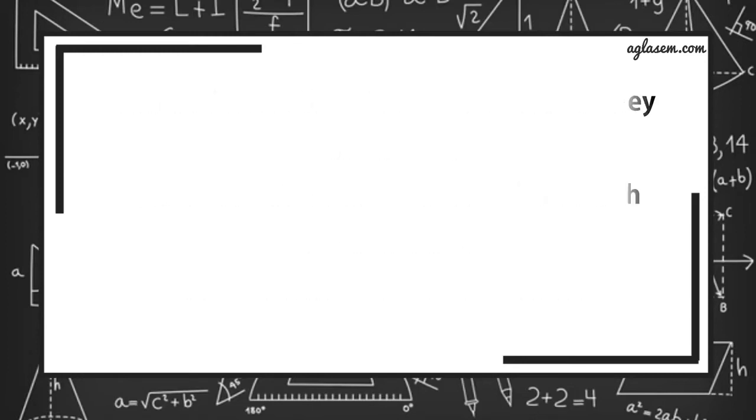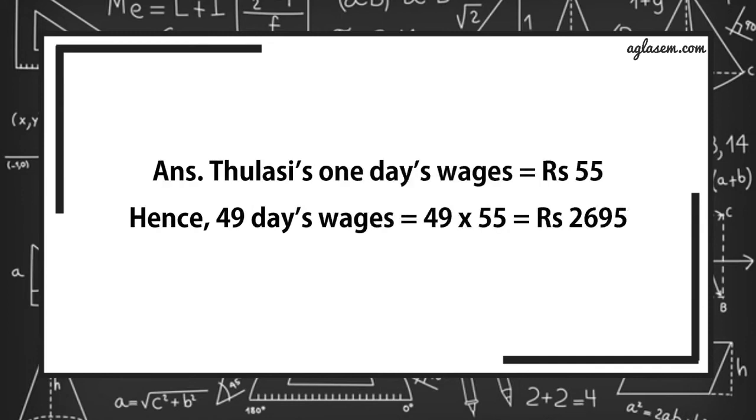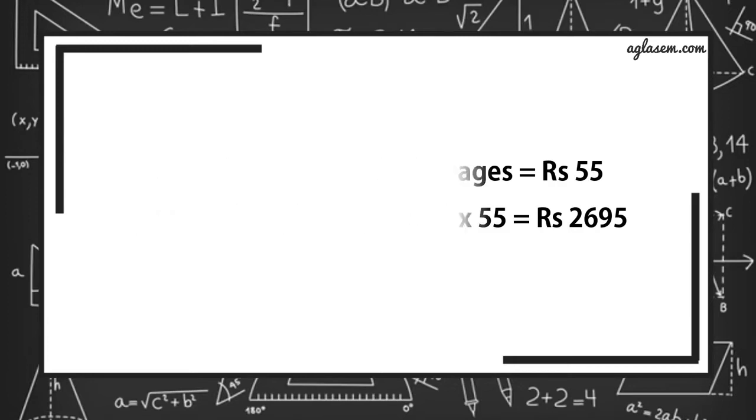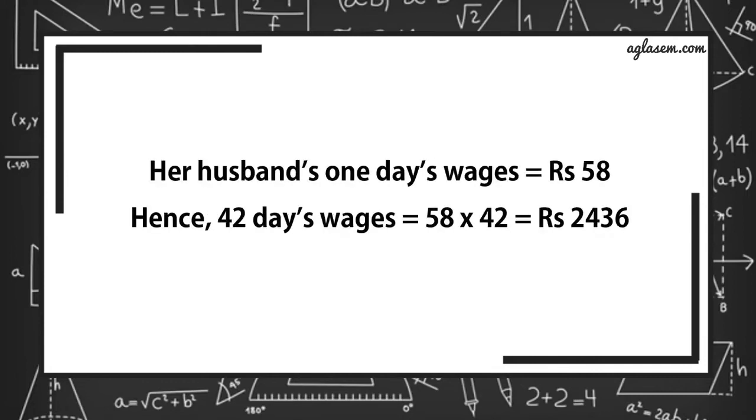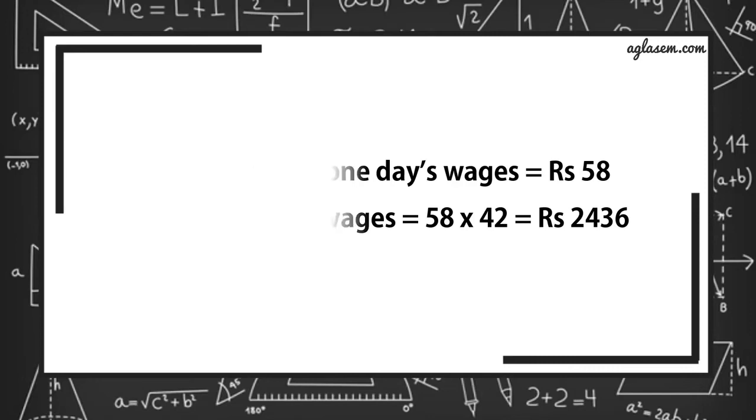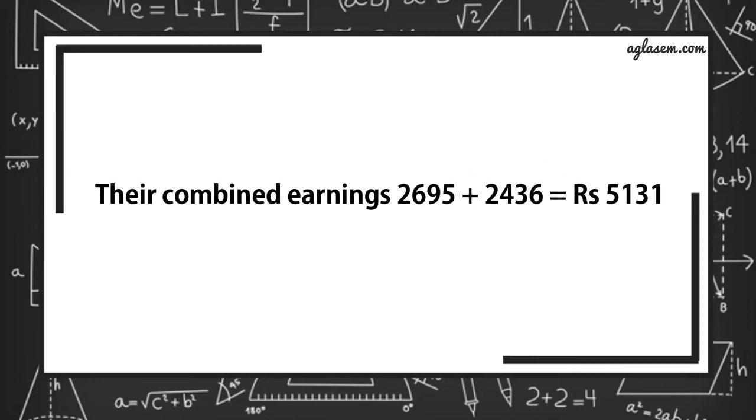So the answer is Tulsi's 1 day's wage, that is equals to rupees 55. Hence, 49-day wages will be 49 into 55, that will give you 2695. Further, her husband's 1 day's wage is rupees 58. Hence, 42 days wages will be 58 into 42, that will give you rupees 2436. So, their combined earning is 2695 plus 2436, that is rupees 5131.